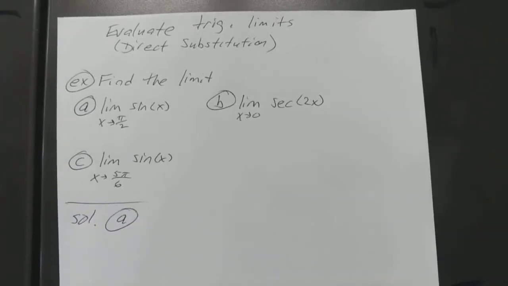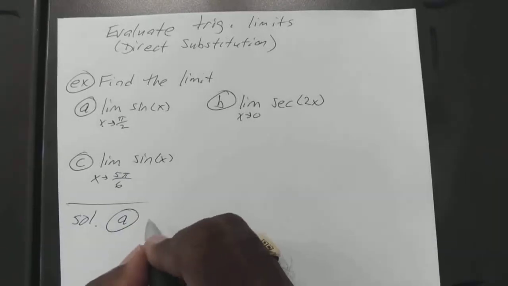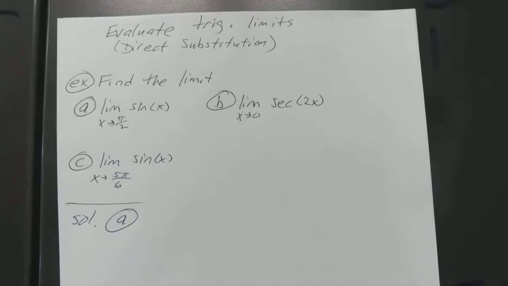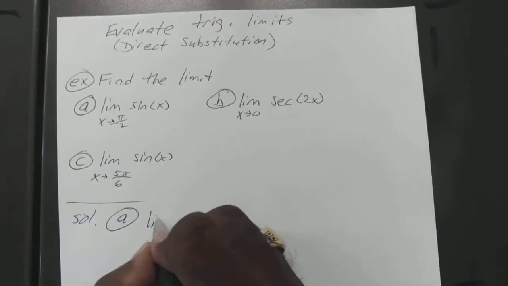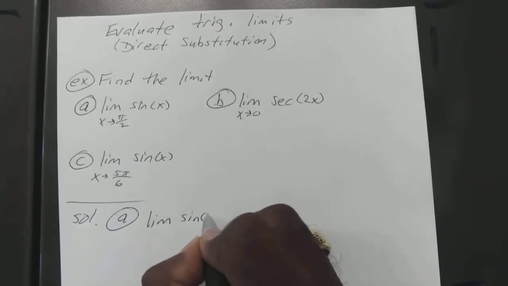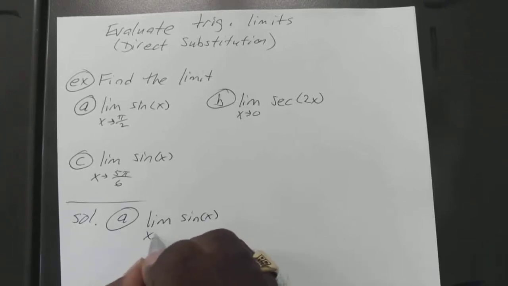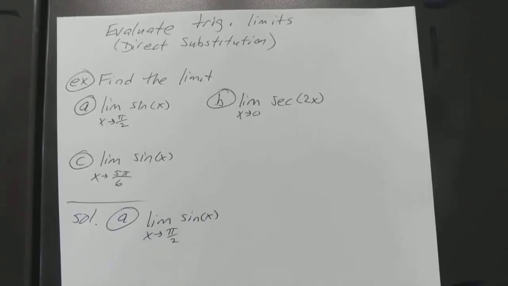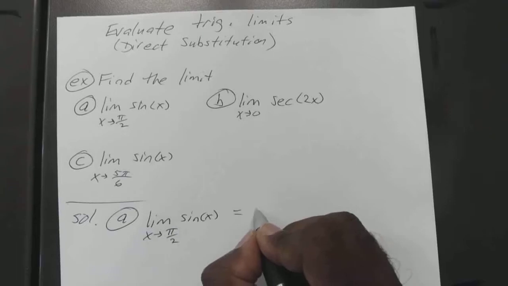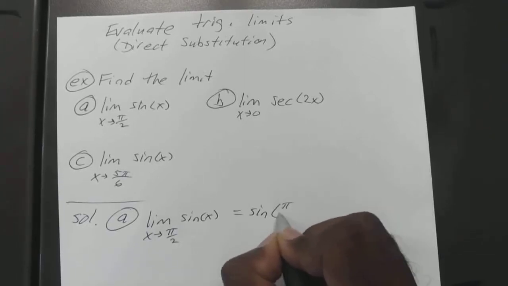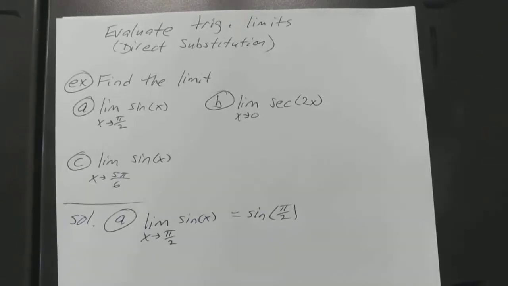Okay. So for problem A, just like you would with any regular limit that wouldn't turn the denominator into 0, you just plug it in. The limit of sine of x as x approaches pi over 2 is just sine of pi over 2. And sine of pi over 2 is just 1.